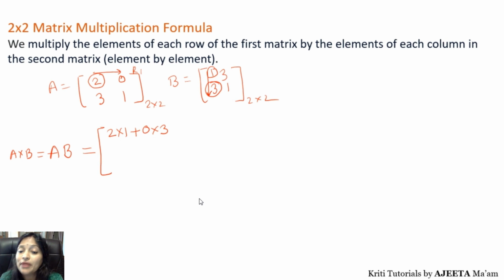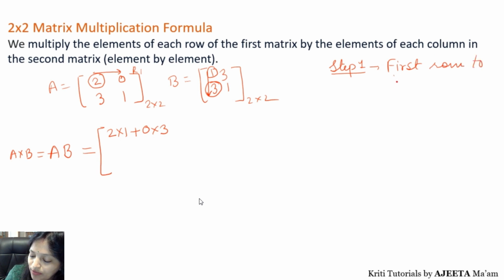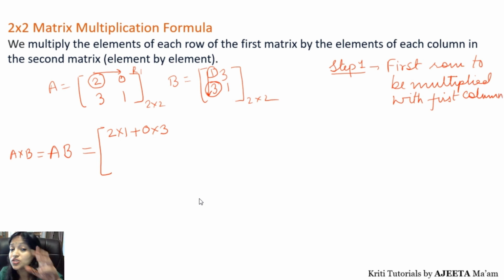So the first row will be multiplied with the first column. So that will be step 1. First row to be multiplied with the first column. Correct? And corresponding elements are multiplied. So the first element of the first row with the first element of the first column, the second element of the first row with the second element of the first column. If there was a third, we would do the third also. This is 2 by 2 right now, so we are taking a 2 by 2 example. Now let's move on to the next term.